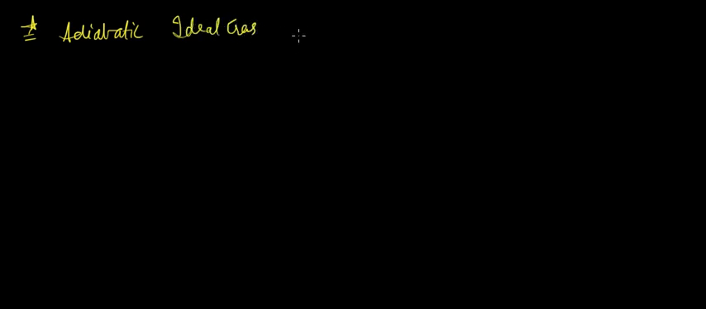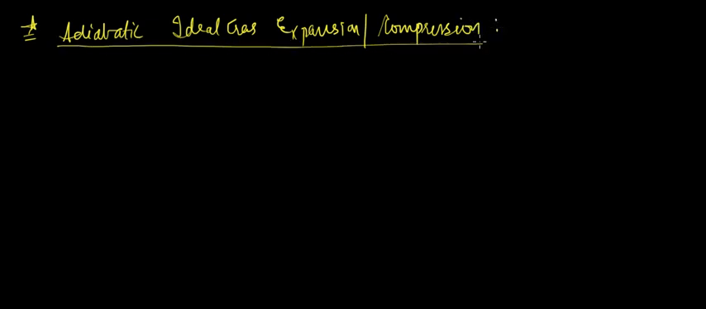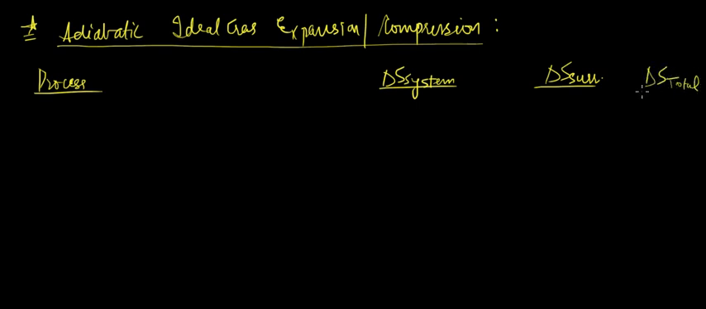Adiabatic ideal gas expansion compression. So we'll be seeing the process here, then delta S of system, delta S surrounding and delta S total. So the first process we have is reversible ideal gas expansion.